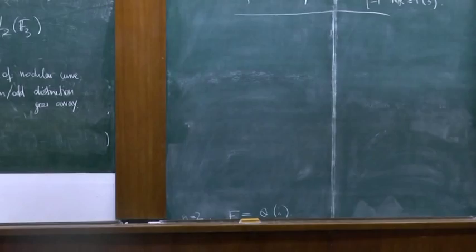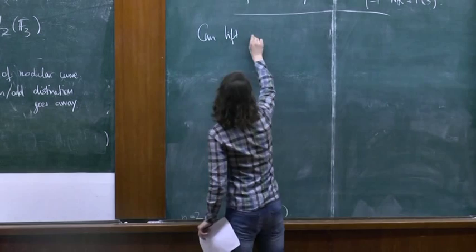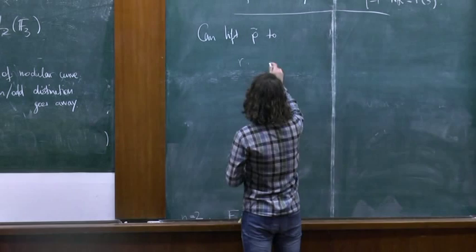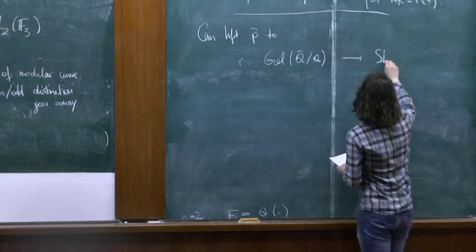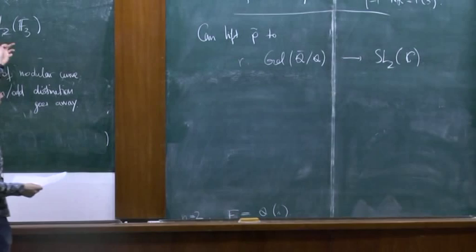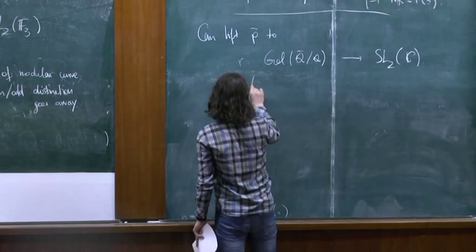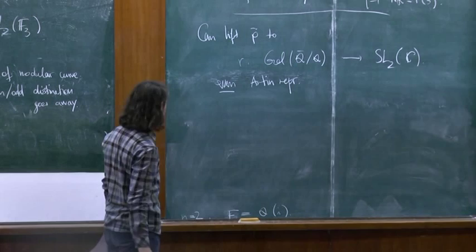Okay, and how does this fit in with characteristic zero forms? So we can lift rho tilde to, no, I shouldn't call this rho tilde tilde. Let's call this R, from the absolute Galois group of Q to SL2 of C. So there exists a lifting of this group SL2 of F3 into SL2C. And so this is now an even Artin representation. And in this case, this group is solvable.